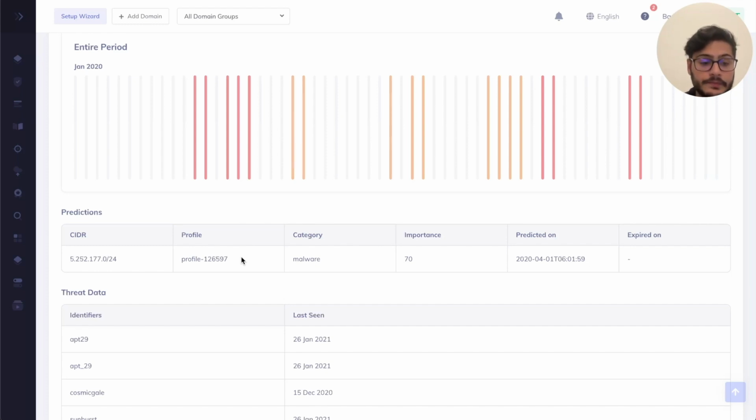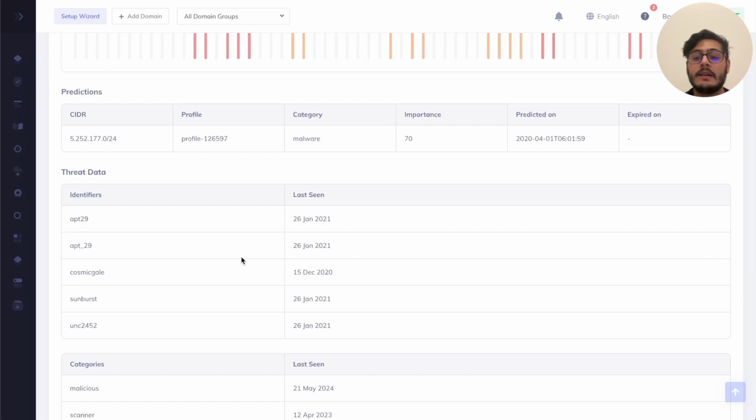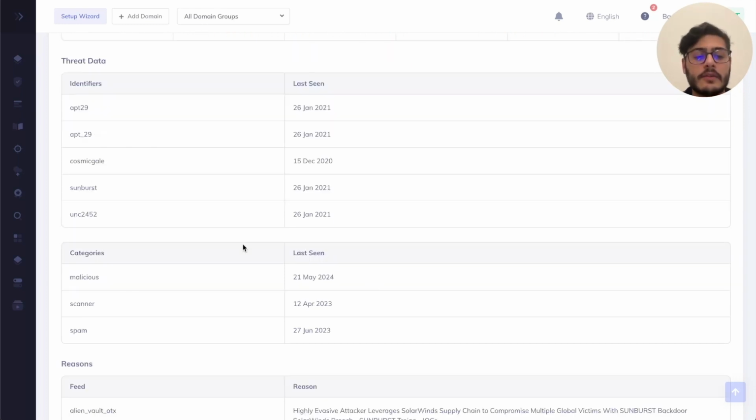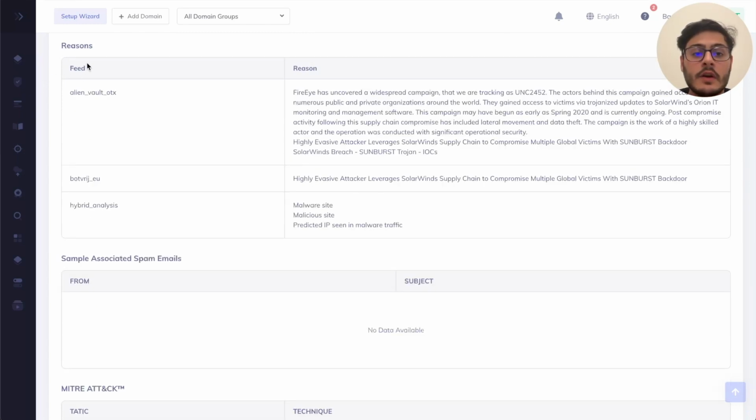We also see the predictions tab here, where Seclytics provides us the information of the threat prediction details and the importance of them. Scrolling down, we can see the threat data table here, where it tells us the identifiers that were used to report this IP address. And you can see here from the categories when the last attempt from this IP address was per attack that was done. So we can see that, for example, the last malicious attempt was on the 21st of May 2024. Looking at the reasons widget, we can see exactly why these IP addresses were reported, and looking down here, we can actually also include any sample associated spam emails, should there be any.